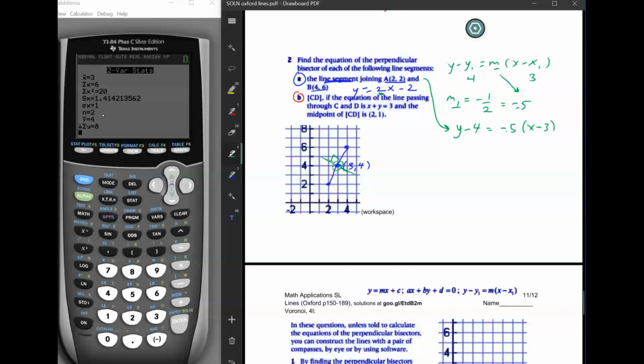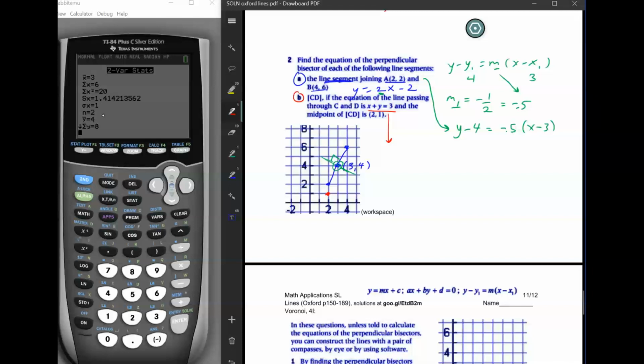Now line segment CD. So for line segment CD, the equation of the line passing through C and D is x plus y equals 3, and the midpoint of CD is (2, 1). Okay, so I'm going to mark (2, 1) because we know that. And the equation of the line is unfortunately not calculator ready, right? We need to put that in the form with y equals by itself on the left side.